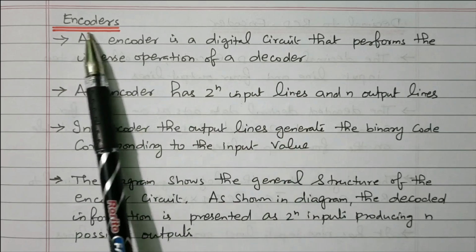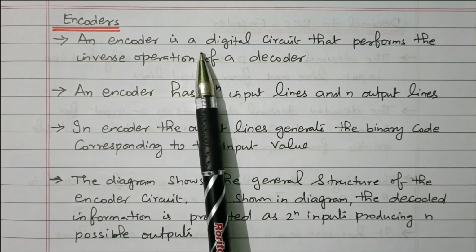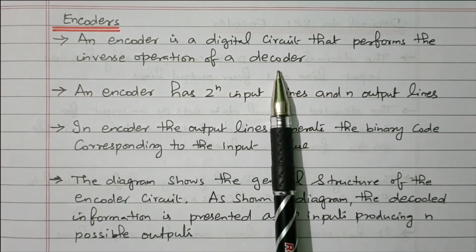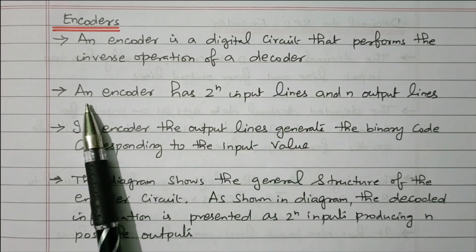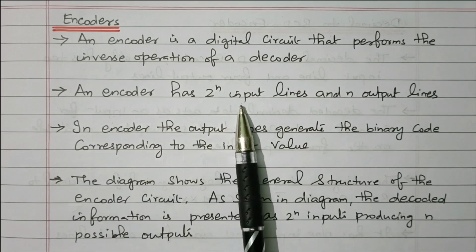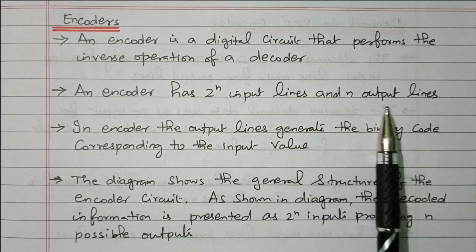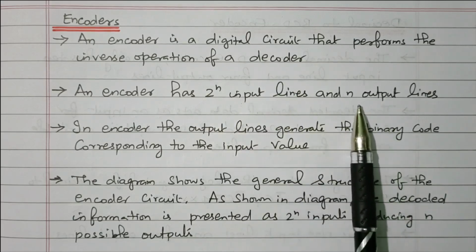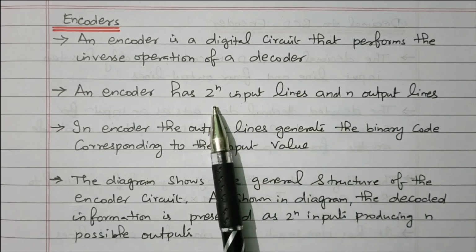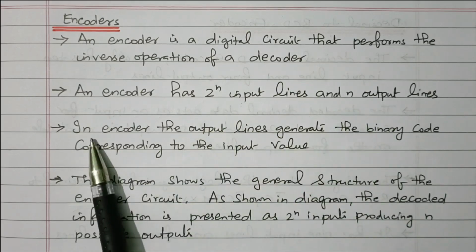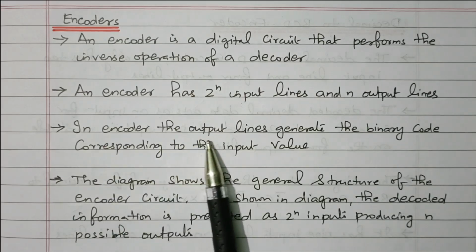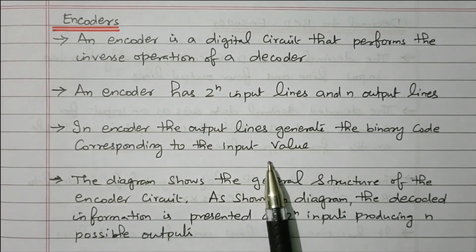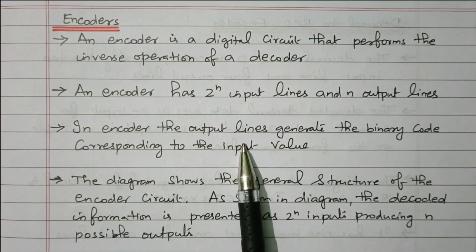Now we'll go to the topic encoder. An encoder is a digital circuit that performs the inverse operation of a decoder. So we see what is encoder, what is decoder. An encoder has 2 to the power n input lines and n output lines. In case of a decoder, it means n input lines and 2 to the power n output lines. Both are inverse. In the encoder, the output lines generate the binary codes corresponding to the input value. Based on the input value, the binary codes are generated as output.